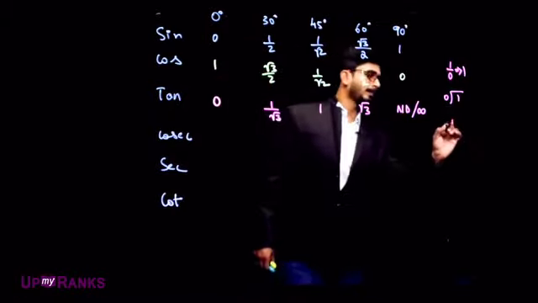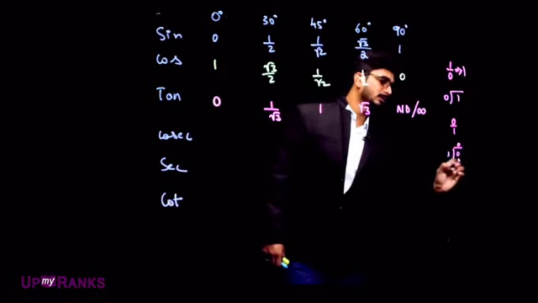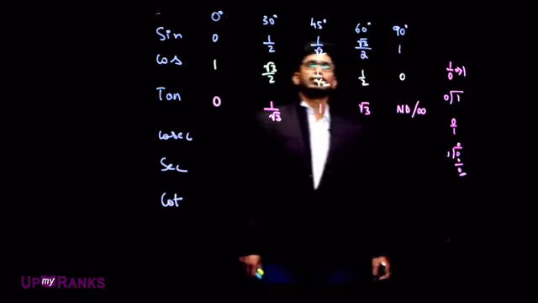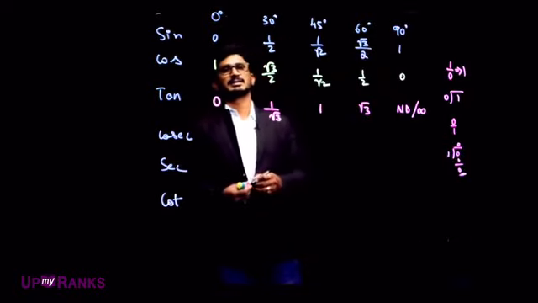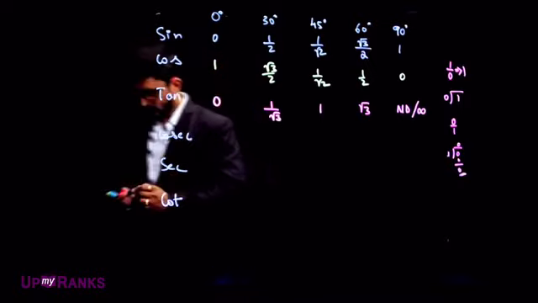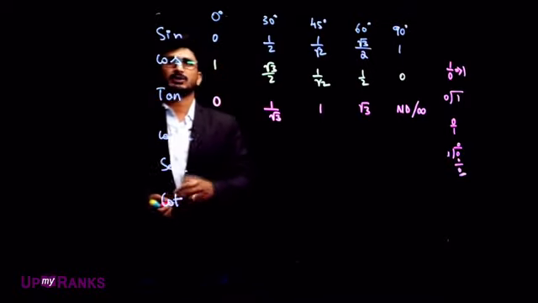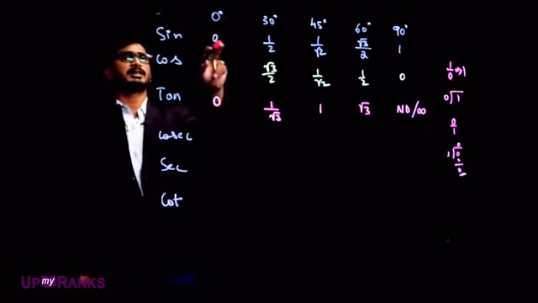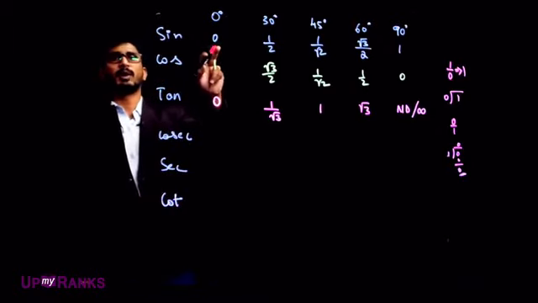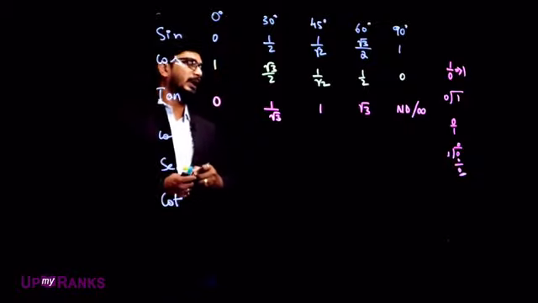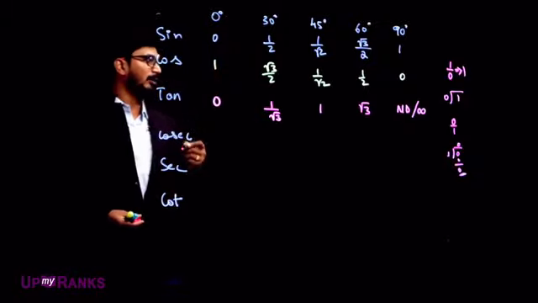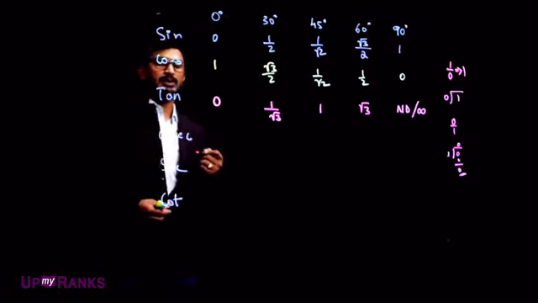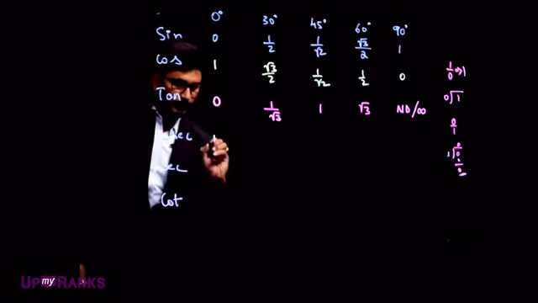Whereas 0 by 1 or 0 divided by any number is 0. So you have it like this. Is this clear, children? So now let us understand what is cosecant. Cosecant is nothing but the reciprocal of sine. So sine 0 is 0, which means 0 by 1, and its reciprocal is 1 by 0. 1 by 0 is not defined.